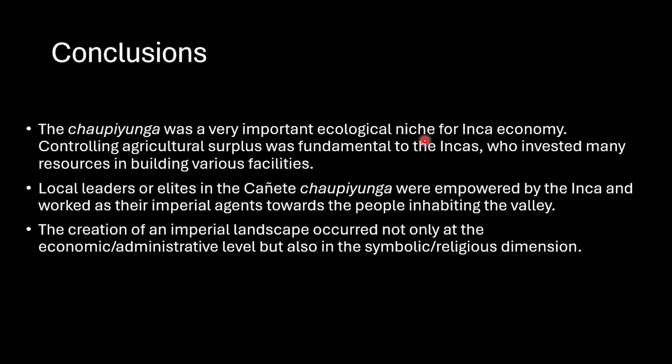The creation of an imperial landscape occurred not only at the economic and administrative level, but also in the symbolic and religious dimension. Basically, the Inca wanted to control the economic production of this agricultural surplus, but also to appropriate the sacred landscape and the important sacred landmarks in the territory. So they constructed this imperial landscape in which they controlled not only the economic sphere, but also the religious or symbolic sphere.